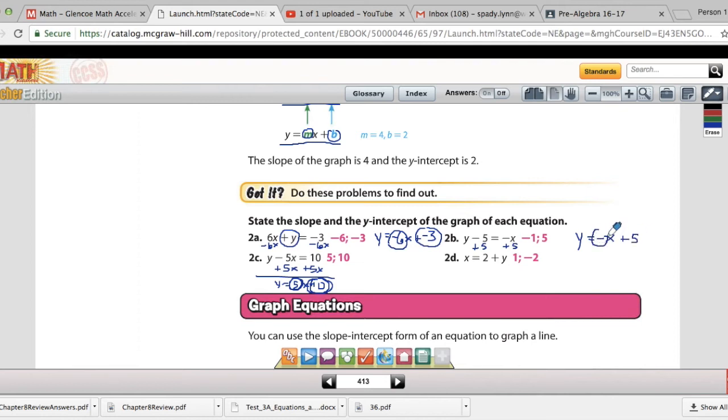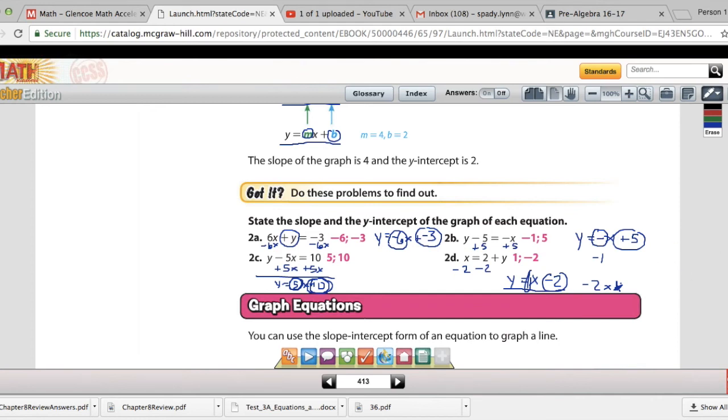The coefficient of the x is -1 for my slope, and my y-intercept is 5. And lastly, if I take away 2, I get y equals x minus 2, or if you had it -2 plus x, that's fine. But slope-intercept form is always written y equals mx plus b, so that x does come first there. So the slope is 1, and then our y-intercept is -2.